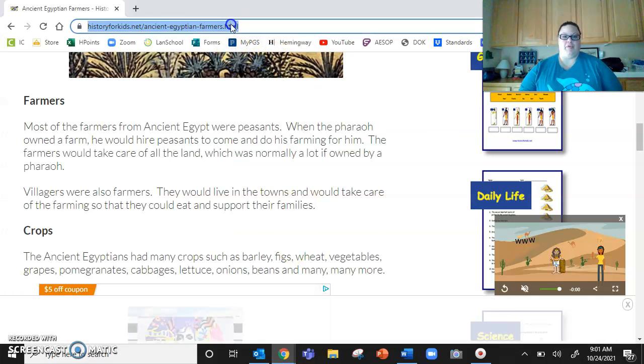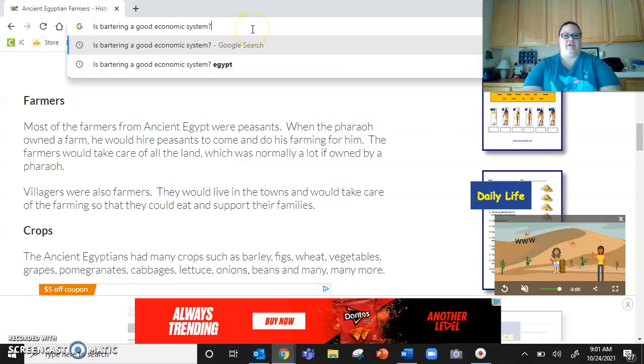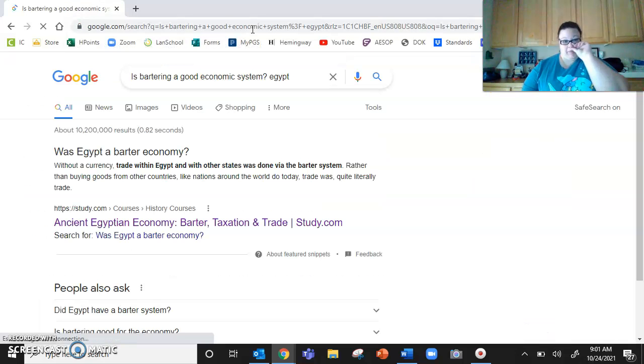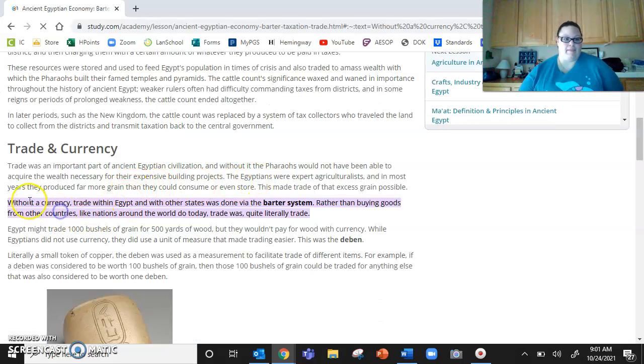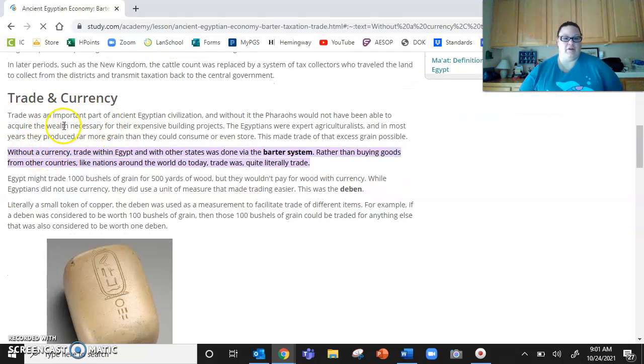Now, I'm going to go back to Google and I'm going to type, is bartering a good economic system in Egypt? Hey, look, the first thing that pops up, was Egypt a barter economy? Without a currency, you know what? I'm just going to go straight to the whole thing. And it pops me right to exactly where it was.